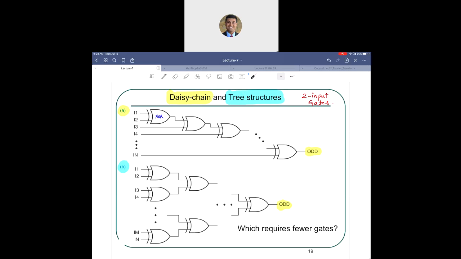How about the number of gates? That's the next point. Which requires fewer gates? Let us try to look at until I4: I1, I2, I3, I4. These four. How many gates would you need? You would need 1, 2, 3 gates, right? 3 gates to do that. How many do you have for the tree? 1, 2, 3. That's it. You also have 3 exclusive OR gates if you wanted to do I1 exclusive OR I2 exclusive OR I3 exclusive OR I4.